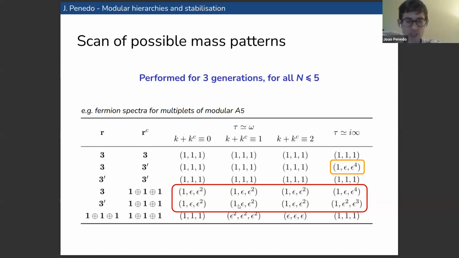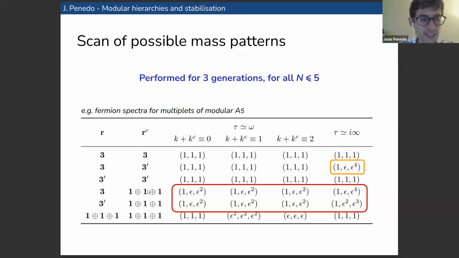This is general. So in the end, what you find is these models in the boxes are the promising ones, but then you throw away the ones in red because you have 3 copies of the same representation. And if you really want no massless fermion, you have to have enough linear combinations of the modular forms, high enough weights to not get rows of your mass matrix which are proportional.